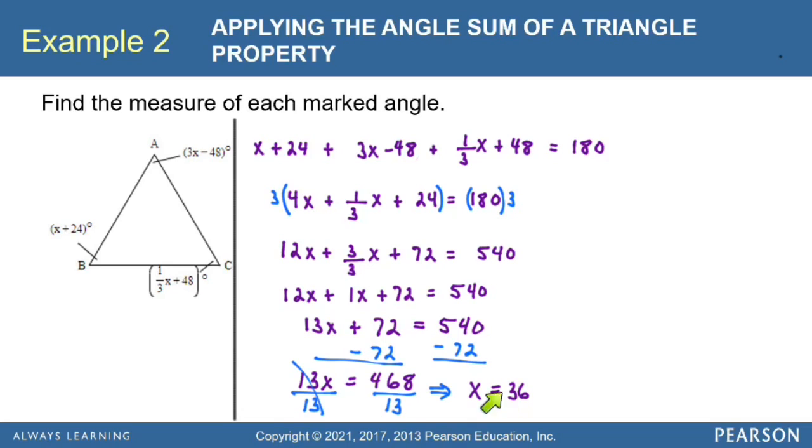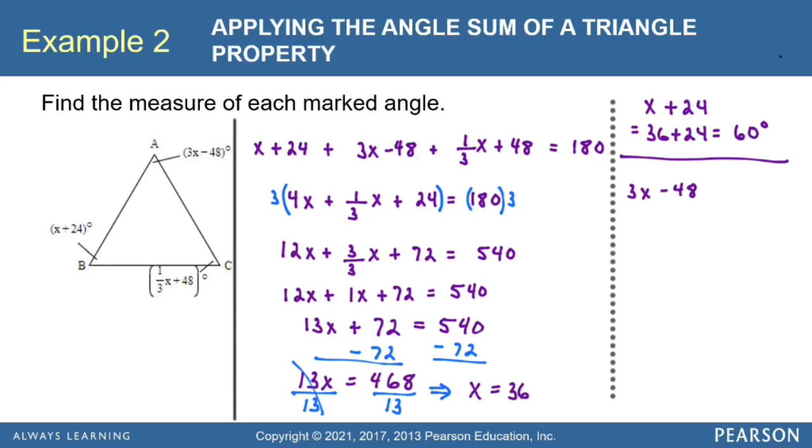And of course now we have to take the 36 and plug it into each expression to find the measure of each individual angle. So let's start with the x plus 24. If x is 36, then x plus 24 becomes 36 plus 24, and that adds up to 60 degrees. Okay, now let's do the second expression. So we've got 3x minus 48. If x is 36, that becomes 3 times 36 minus 48, and so that's going to add up to 60 degrees as well.